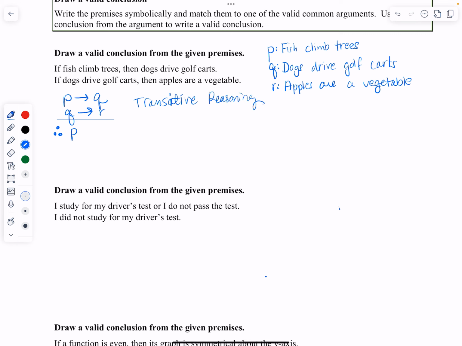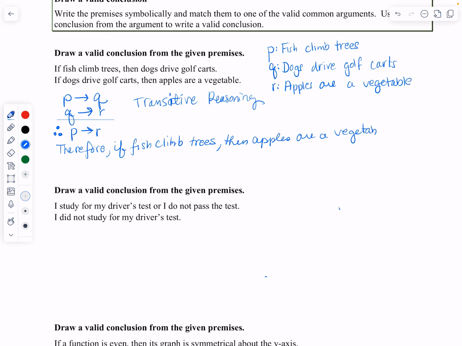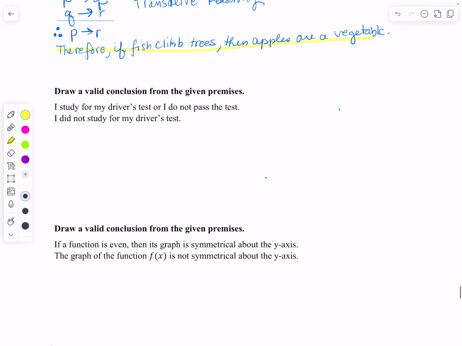Okay, so the conclusion is if P, then R. So I need to write that up. So therefore, because we always lead off with the conclusion with that word, therefore, if P, fish climb trees, then, now I need R, apples are a vegetable. Okay, so that's what they're after. They're after you writing that out.